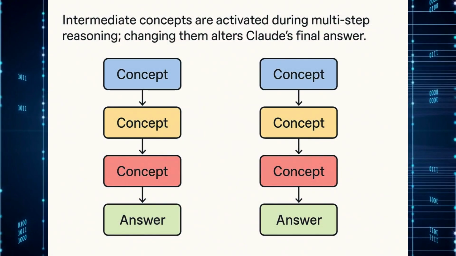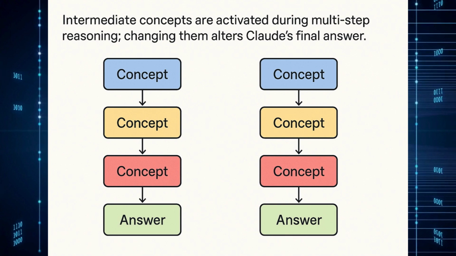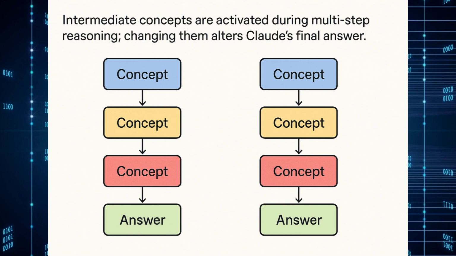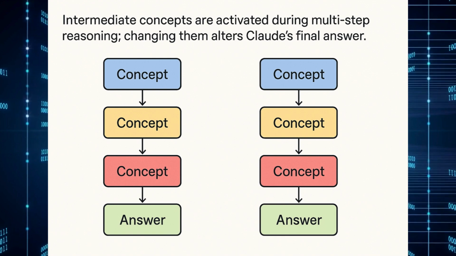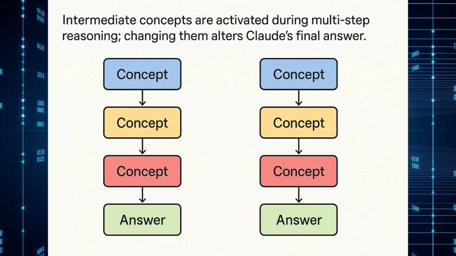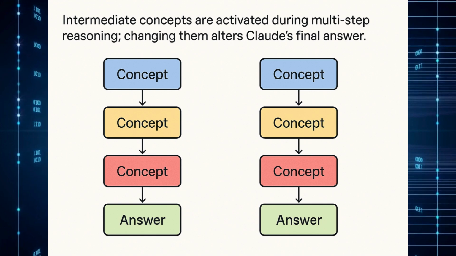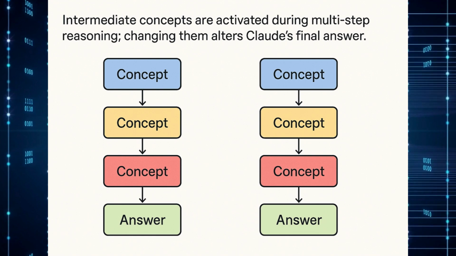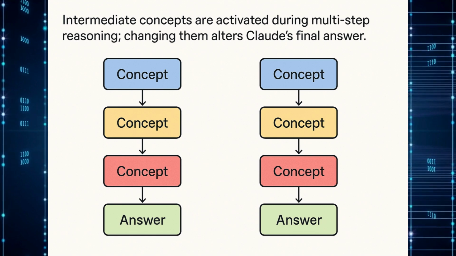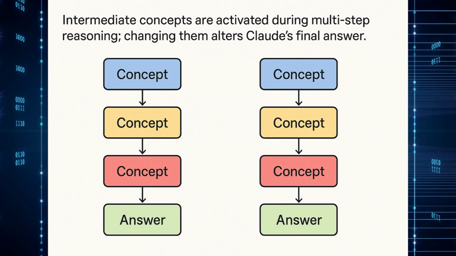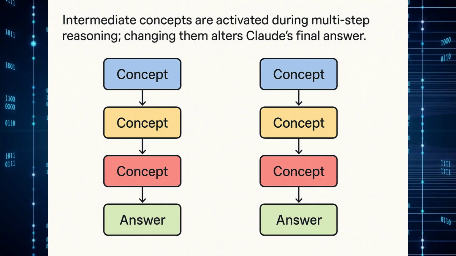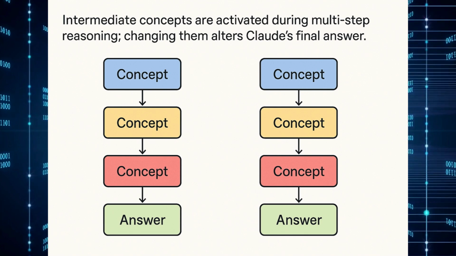This is where it gets really interesting. So what they found is that Claude actually activates these intermediate conceptual steps. Like, for example, let's say we ask the question, what is the capital of the state where Dallas is? What they found is that Claude first activates the concept, Dallas is in Texas. And then it activates the concept, the capital of Texas is Austin. So it's like two steps. Exactly. It has to first figure out where Dallas is, and then it has to figure out what the capital of Texas is.